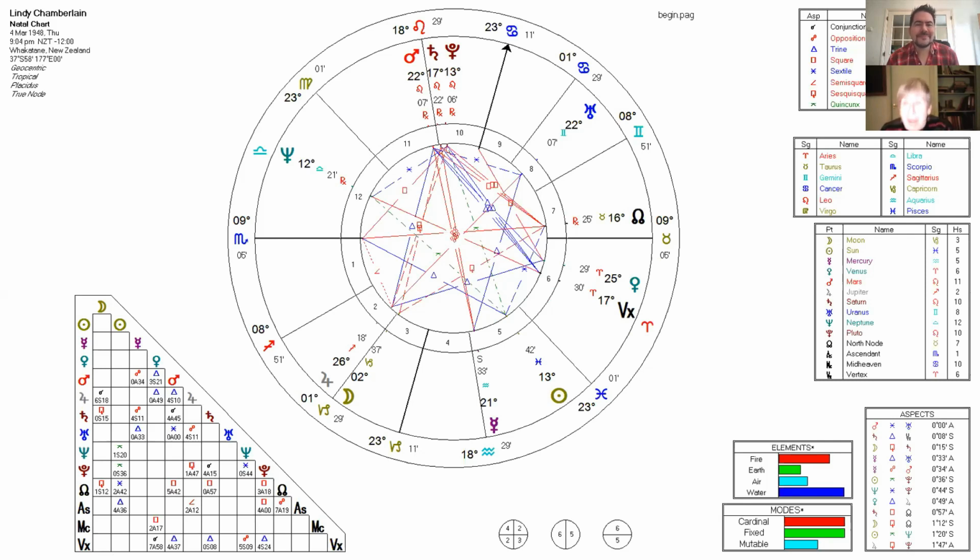I need to take a break, to take a breath. I'm fascinated with it. I've not seen the rectified chart before, so I'm looking at it with completely fresh eyes, and I think it's fascinating. The Mars, Saturn, Pluto, which we're having at the moment as we're speaking, by square, Mars square Saturn, Pluto, of course.